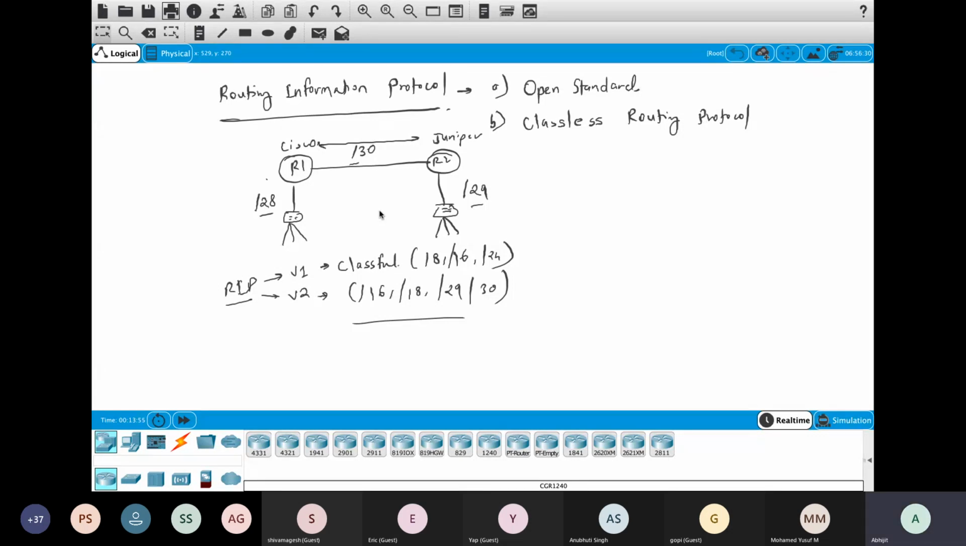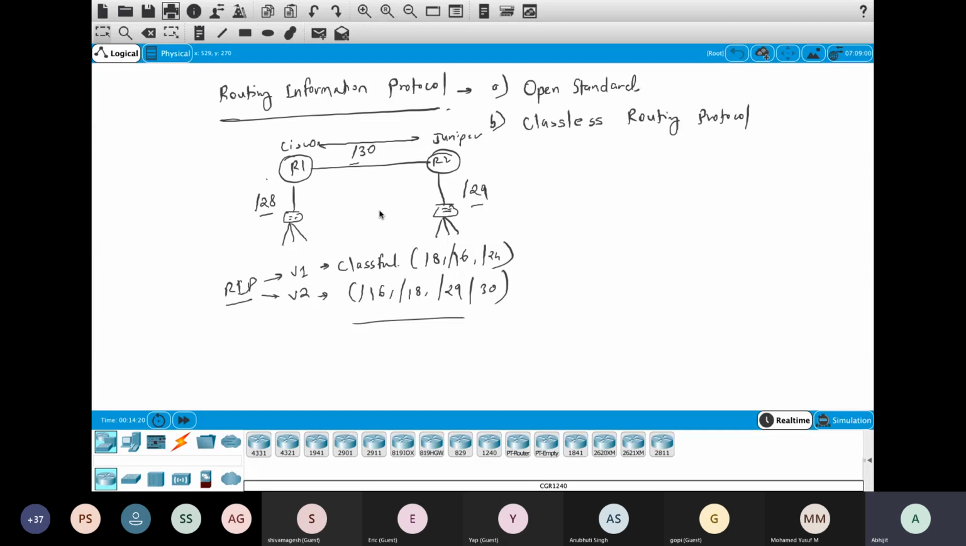Sorry about that. As I told you, the second characteristic of routing information protocol is that you can advertise your networks even if they are of classless nature, which means the networks are made up of /28, /29, and they are not following the default subnets. That's the second characteristic that you have.